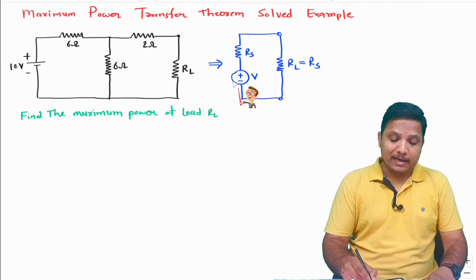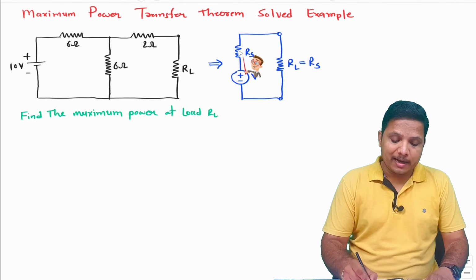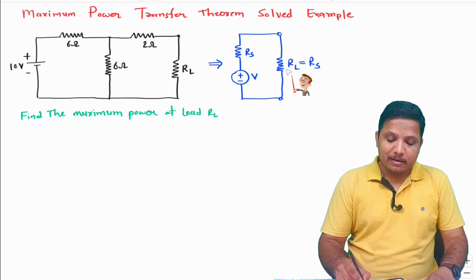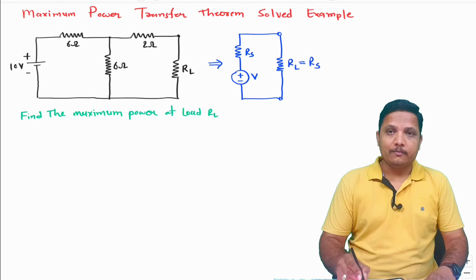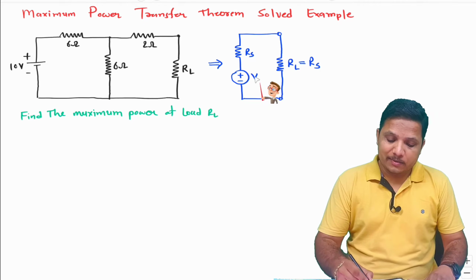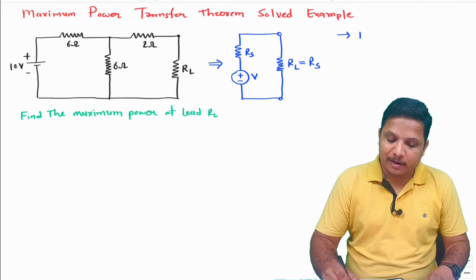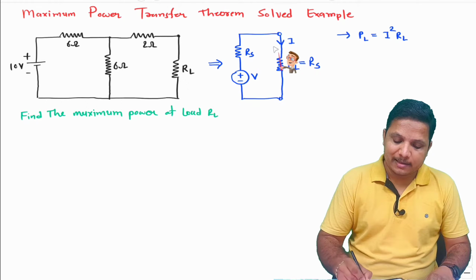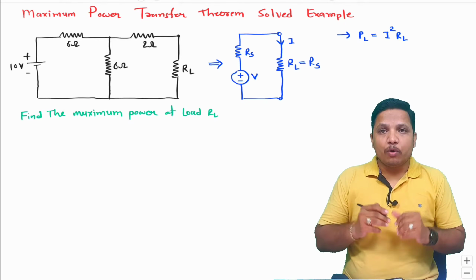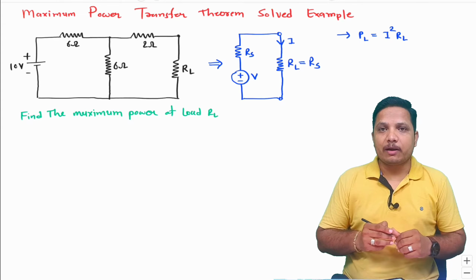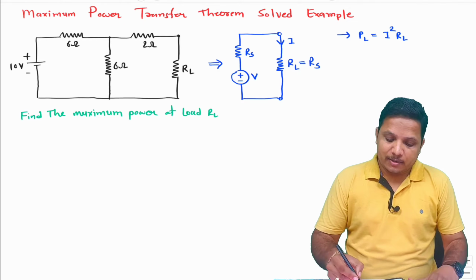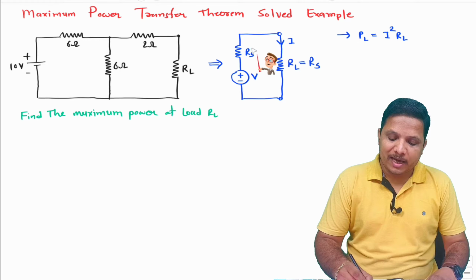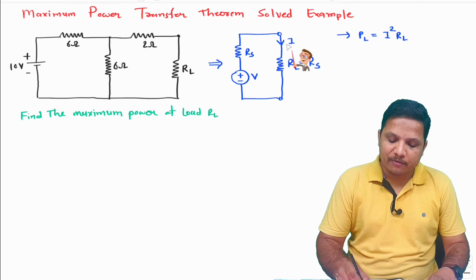So our agenda is to first identify the values of V and Rs, and based on that we can say the condition for maximum power transfer is RL equals Rs. Once you identify these values, the power delivered to the load PL is I squared RL, where I is the current passing in this loop. One more way to find this power is based on voltage, if you substitute the value of I.